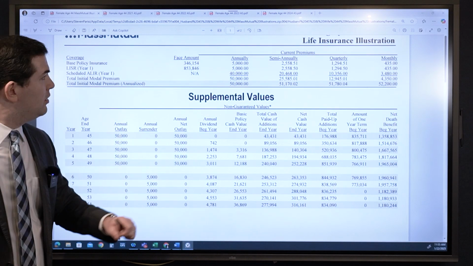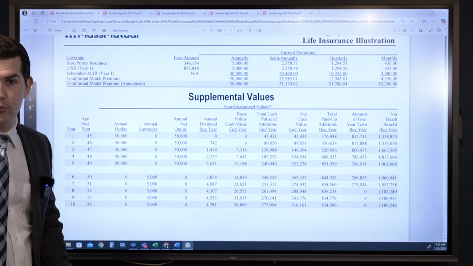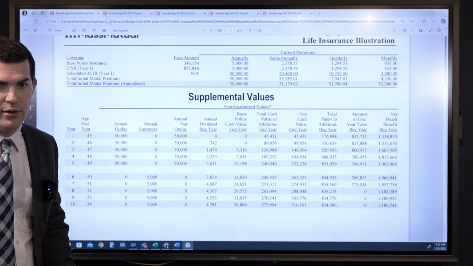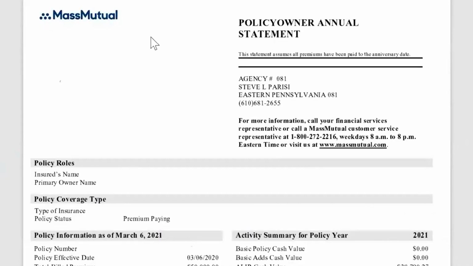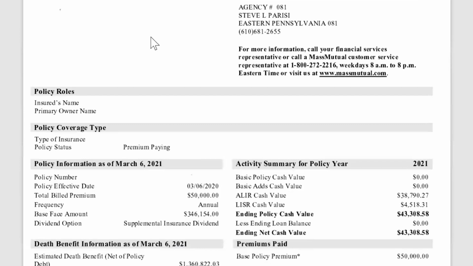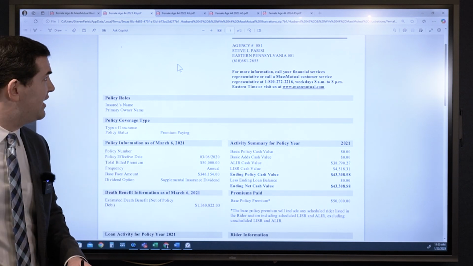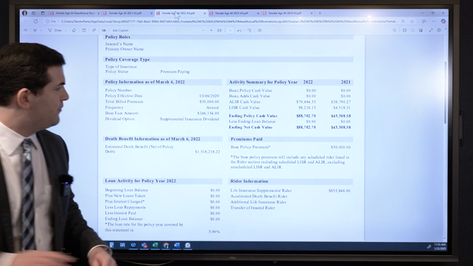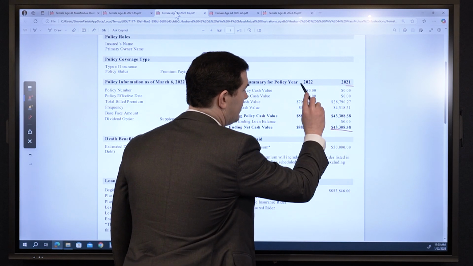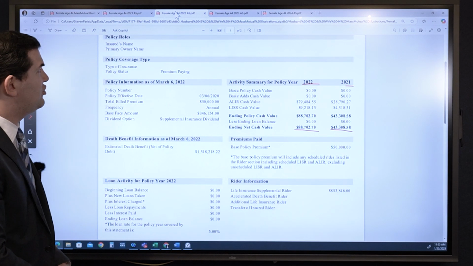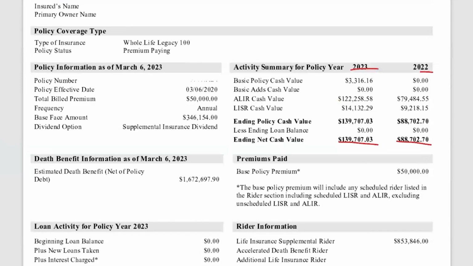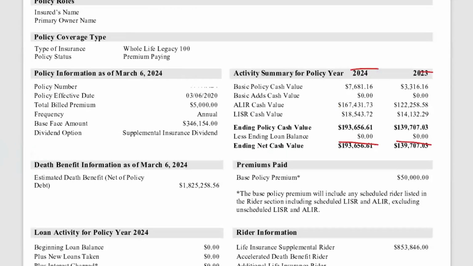When we look at the original illustration, how we track the actual performance, what we want to look at specifically is what is called an annual statement, which is this guy. So the first year, cash value at the end of that year was $43,000 and change. That's about the same number we saw in the illustration. We're going to put them up side by side in a moment. The next year, there's the end of the first year, 2021. Then the next year, 2022, it's 88 and change. The next year, you're at 139 and change. And then the following year, you're at 193 and change. And then we can actually see what this year is projected to hit as well.